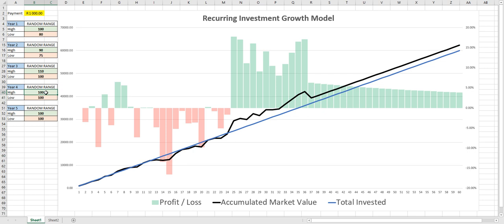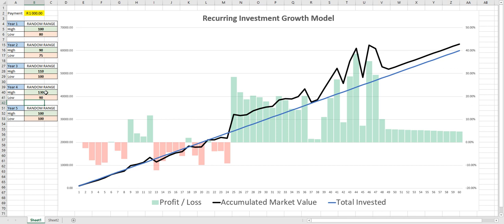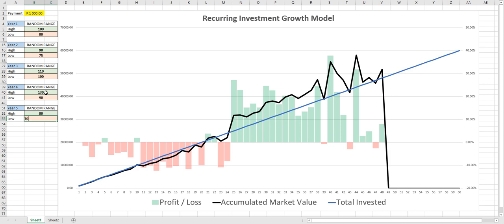Year four, another phenomenal year. We went up to 130, the low again, let's say 90. Okay. And then we had a shocker in year five, where all of a sudden the high went down to 80 and the low was around 70.